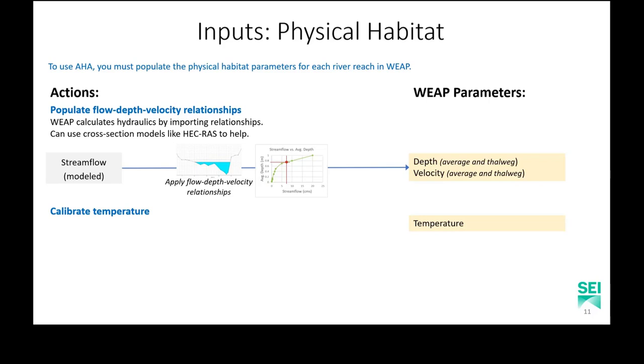The next thing to do is to calibrate the temperature, which populates the temperature parameter in WEAP. WEAP does have an internal temperature calculation routine, which you can use, but you'll need to calibrate a few of your parameters first. What we've also done in Santa Clara is we've used both of these. You can run an external temperature model or form an empirical regression as well and import that into WEAP. So there are multiple methods to get the temperature. It is optional, I suppose I could say.